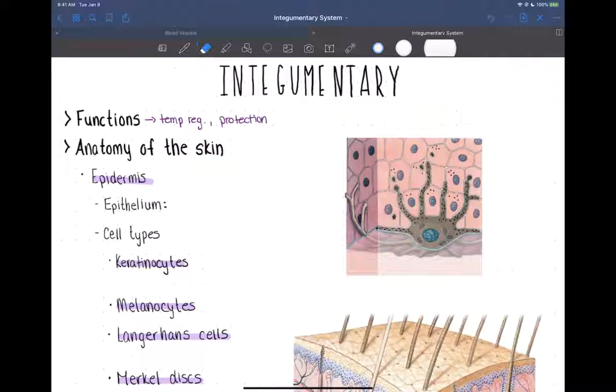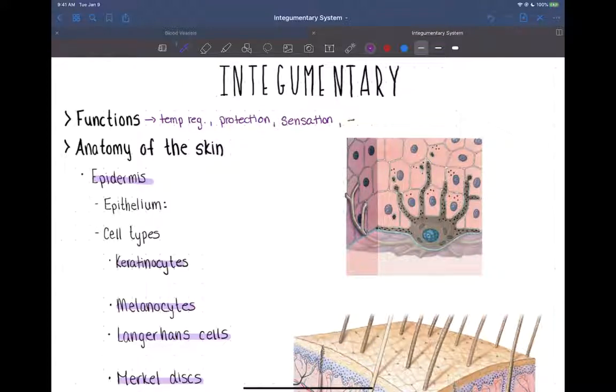All right, the skin also functions in sensation. So it has nerve endings that can sense things. Sensation is a really important function of skin. Touch, vibration, that kind of thing can be detected by the skin. Pain obviously can be detected by the skin.